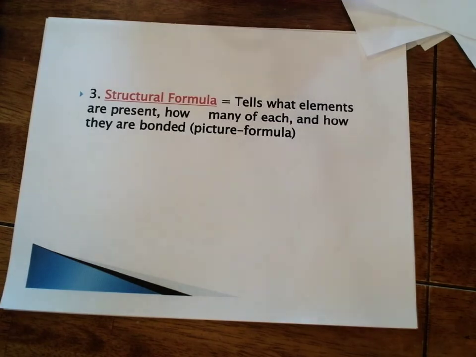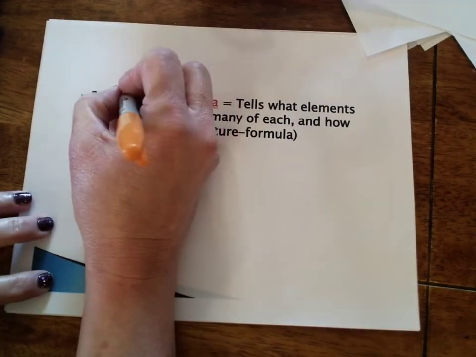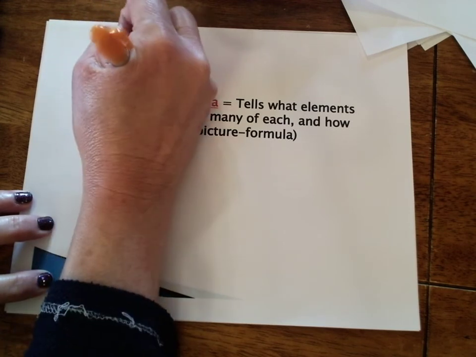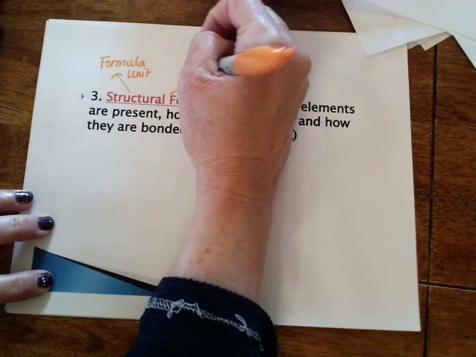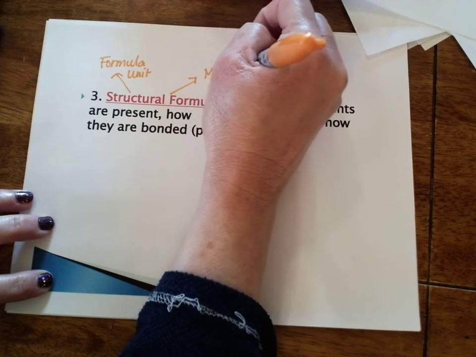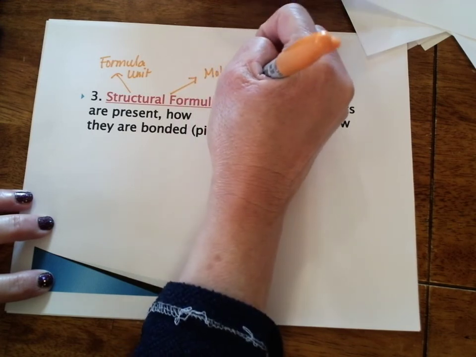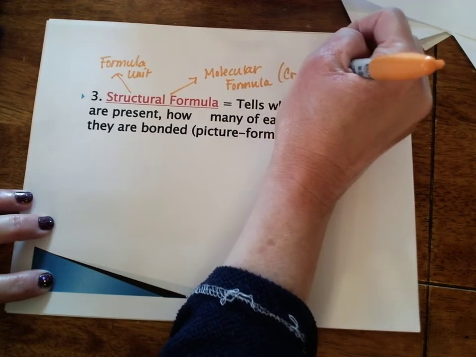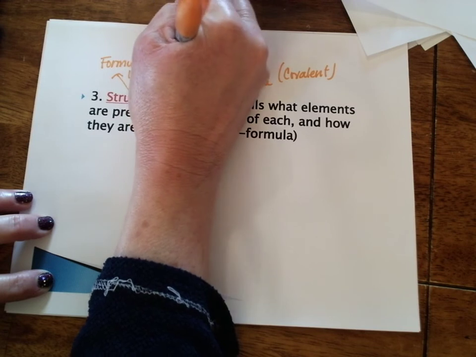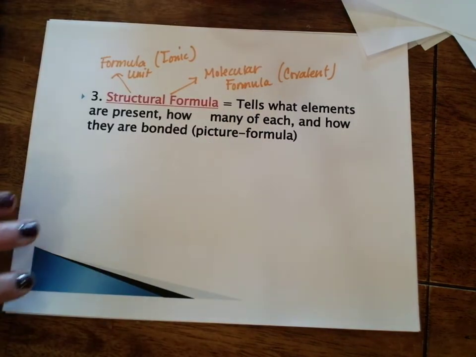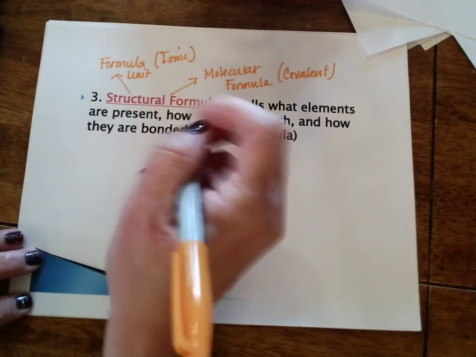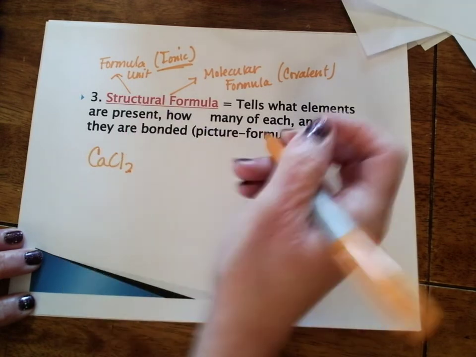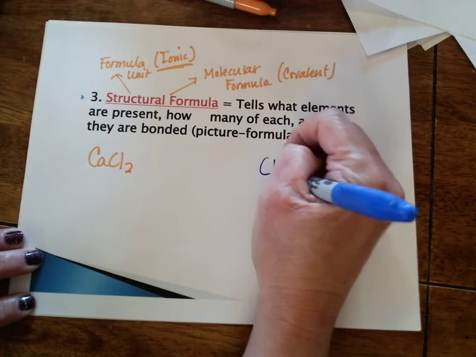Okay. Third type is a structural formula. Structural formula is a little bit different. You can have a structural formula that can either be a formula unit, or it can be a molecular formula. Either one. This would be a covalent. This would be if I'm dealing with an ionic compound. So let's look at these and what they would look like. I'll work with my ionic first, and I use CaCl2. Then I'll work with my molecular, and I believe for that I used CH4.